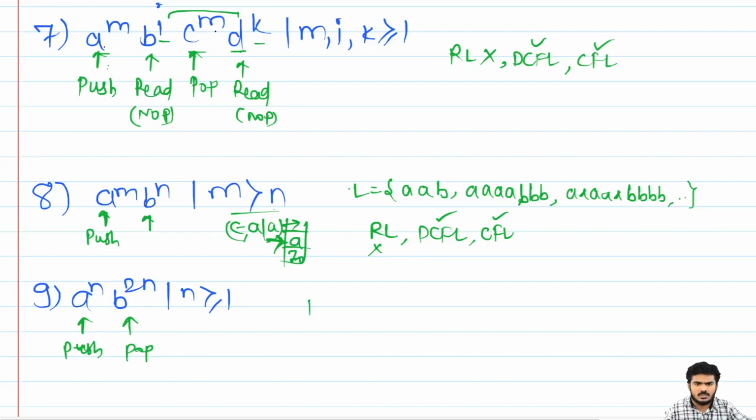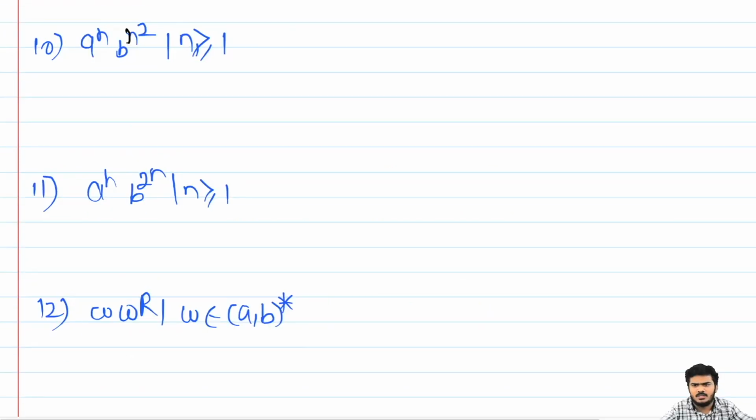So this is not a regular language, because we need a stack, and this language will be accepted by creating a deterministic PDA. So we can say that this is a DCFL language, and whenever the language is DCFL, it is always a CFL. Let's see more examples about this.